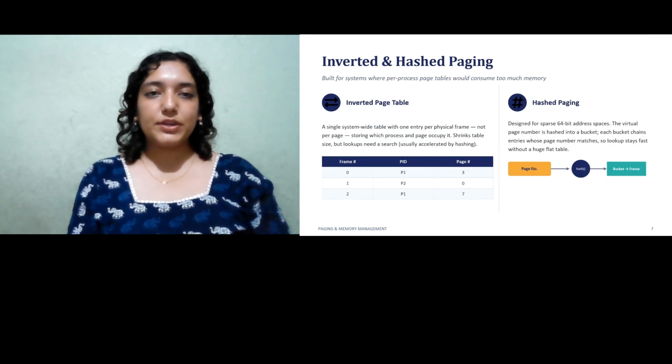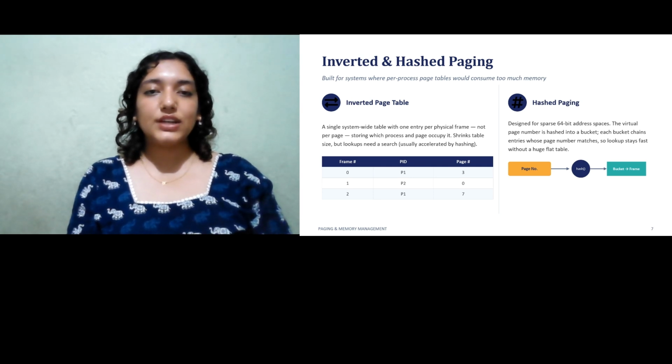Inverted and hashed paging. Inverted paging flips the usual model. Instead of one page table per process, there is a single system-wide table with one entry per physical frame, recording which process and which page currently occupies it. This massively shrinks the table size, but lookups now require a search instead of a direct index.